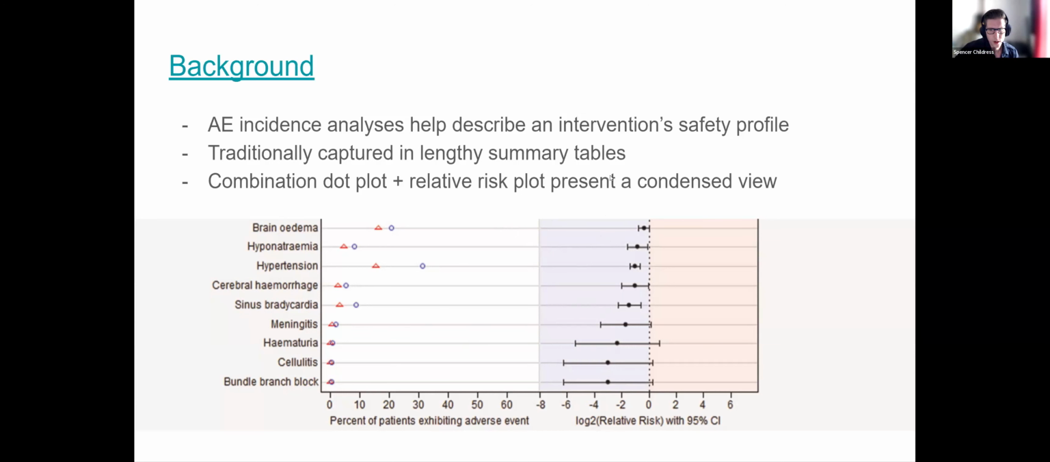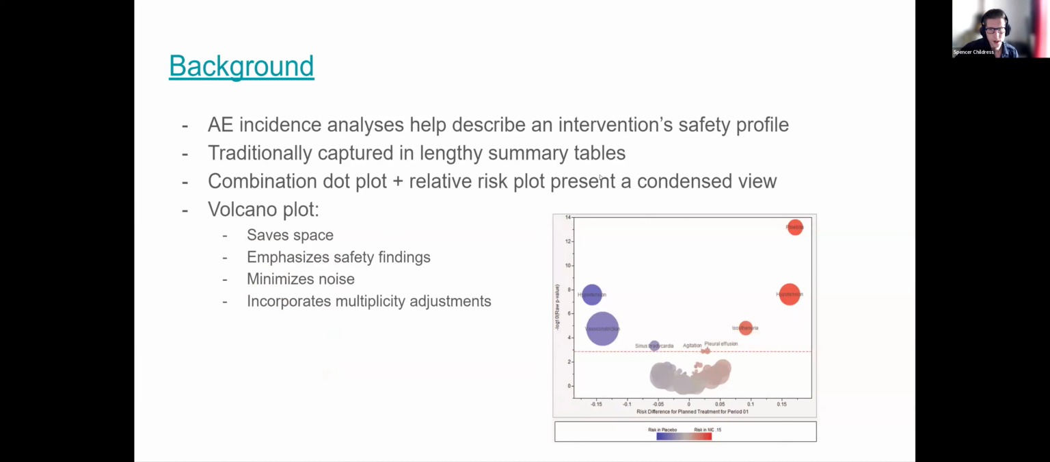So as kind of another approach, the Volcano plot was developed. And you can see it saves a ton of space. It's captured in the dimensions of a chart, so you can just drop it in to your report, or it's just really easy to ingest. It emphasizes the safety findings, so everything above this red line is potentially significant, worth looking into, and it minimizes noise.